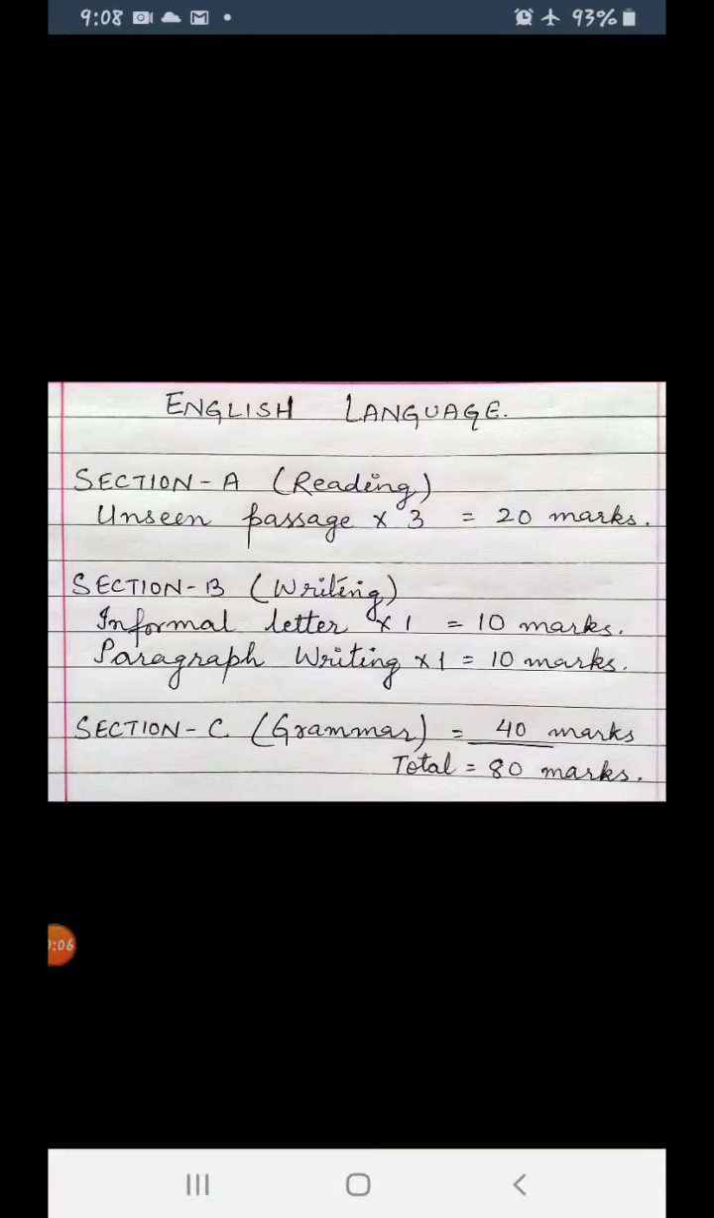So today, students, I have come up with the language part, and particularly I am going to cover the revision part of English language. In the previous video I have already explained the English literature, that means both the revision as well as the pattern of the question paper. So here let us see what is the pattern of the question paper.